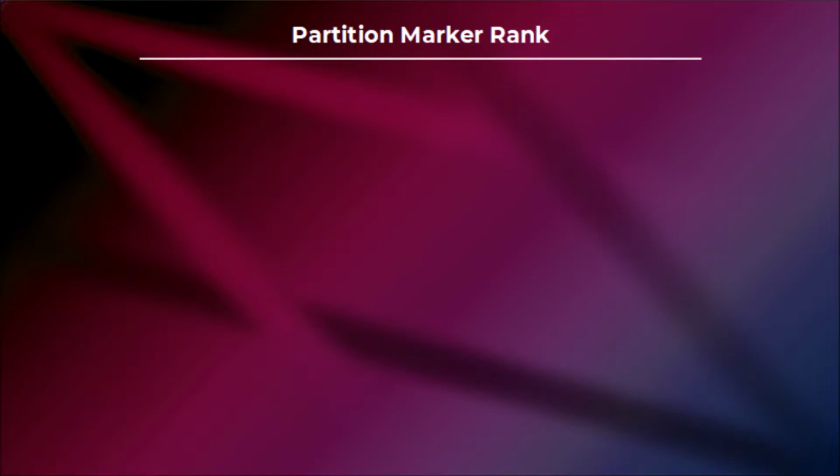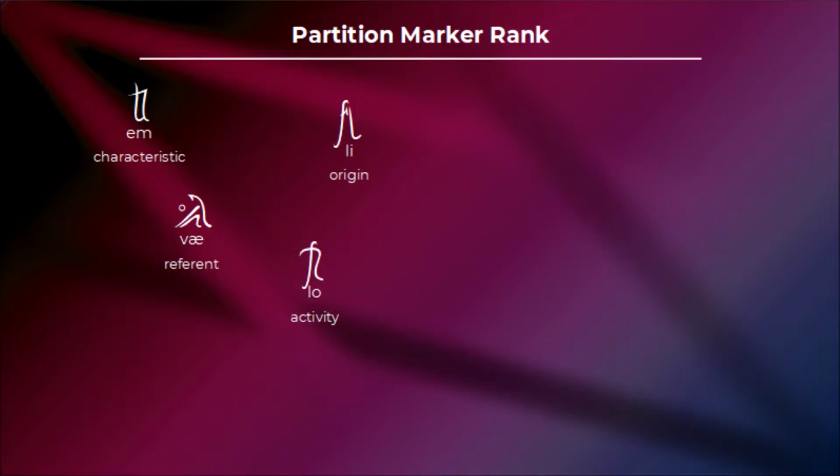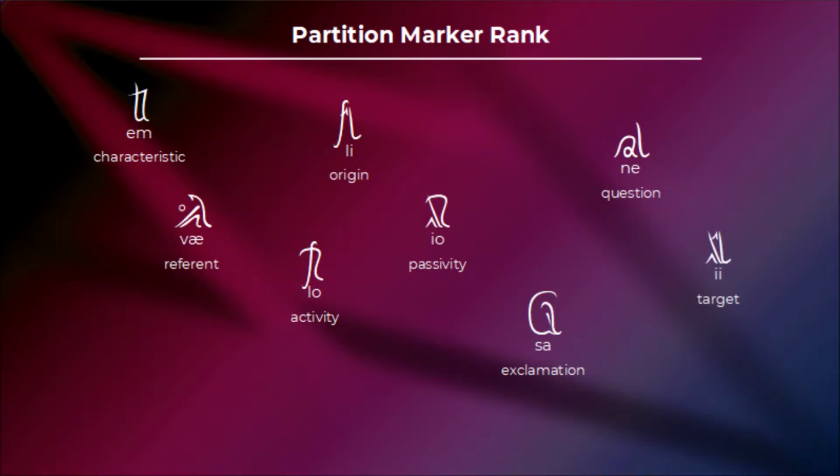As a reminder, there are 8 root words of class 5, 8 so-called partition markers. The characteristic marker, ma, the referent marker, vai, the origin marker, li, the activity marker, lo, the passivity marker, io, the exclamation marker, sa, the question marker, ne, and the target marker, yi. Apart from being class 5 root words, these particles have an additional attribute called a rank.